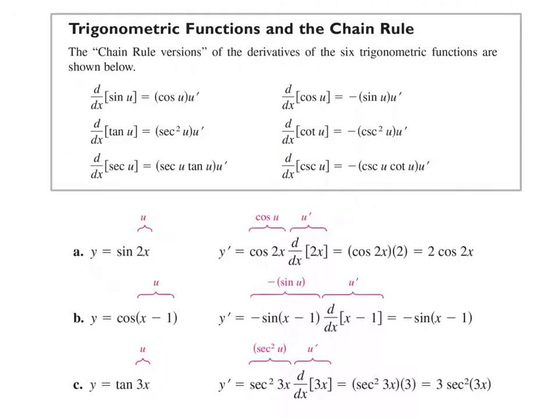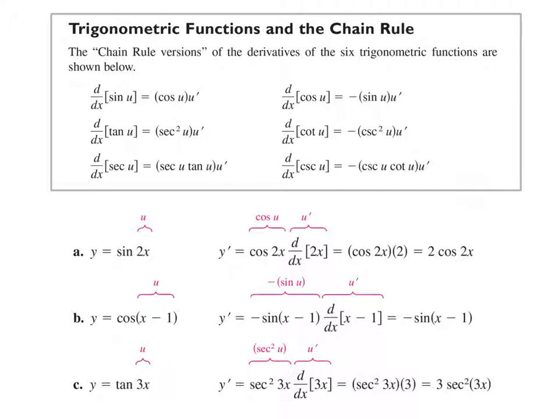Switching gears a little bit, let's talk about trig functions that apply the chain rule. So these little shortcuts here are the chain rule versions of trig functions. So notice, for example, when I take the derivative of sine, normally we have sine of x, and that would just give you cosine of x. But what happens when u becomes something like 2x?